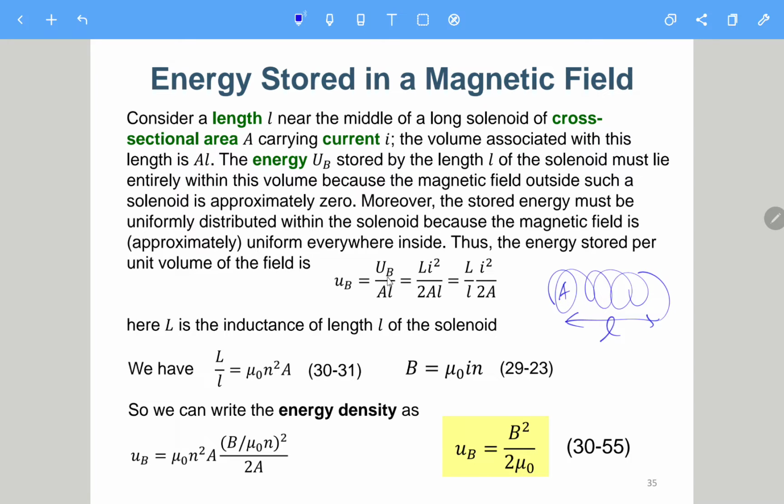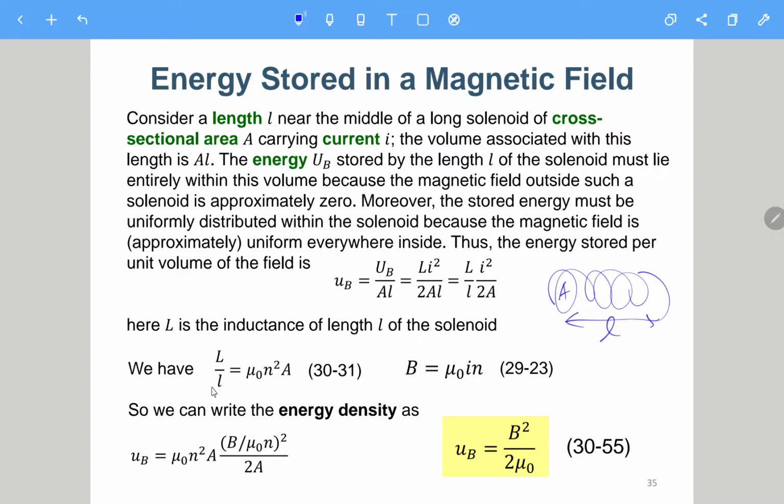So u_B is half of L I squared over the volume. So we have L I squared over 2 here, and then A l. We can slightly rearrange the terms, so we have L over small l as the first term, and then I squared over 2A.